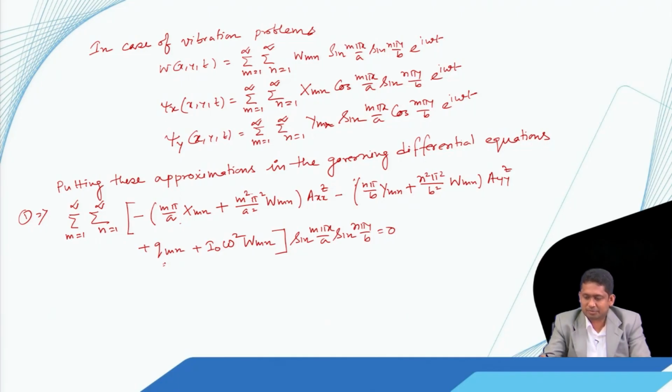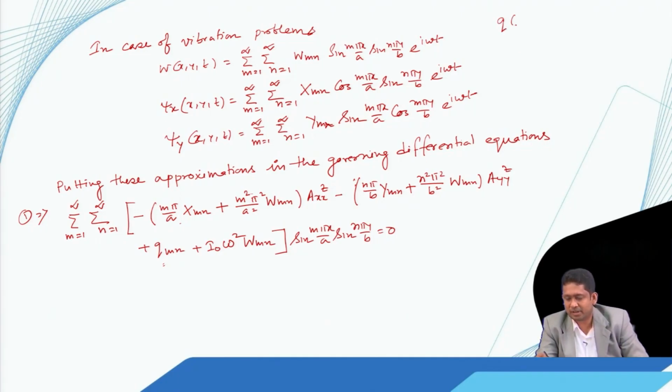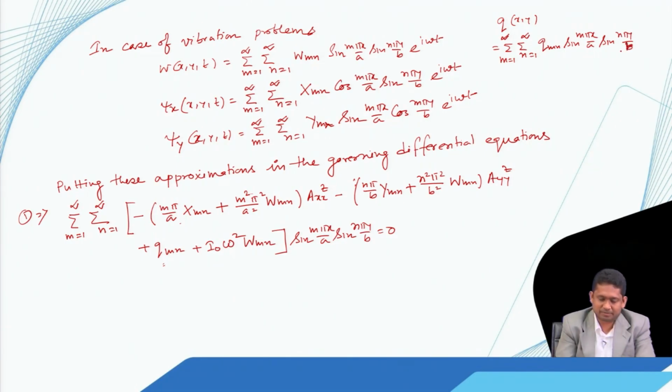Now, we have seen that the load q as a function of x y is expressed as a double Fourier series, n equal to 1 to infinity, m equal to 1 to infinity, q m n multiplied by sin m pi x by a sin n pi y by b. That has also been put in the first differential equation, which is why we get q m n here. We discussed this when we discussed the Navier solution first for the static problem.